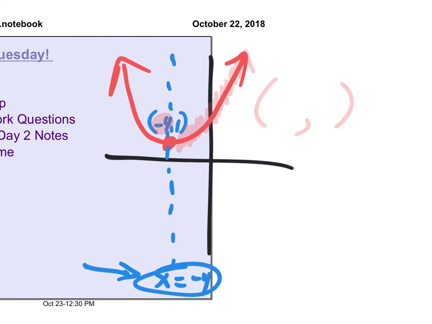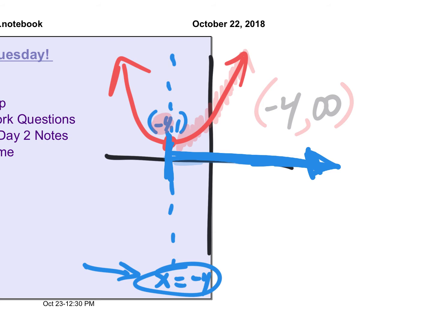So when I said to write the interval where it's increasing, raise your hand if you knew that it was -4 to infinity. Okay, that's like half of you. So let me show you that again. This is how you say it. You say it starts right here and it goes that way. And as long as you go that way, it keeps increasing.